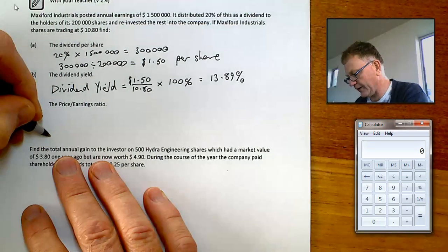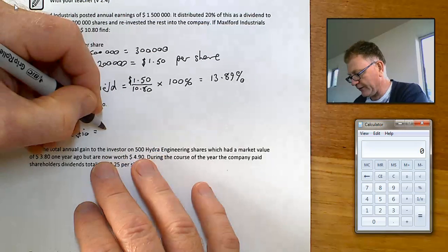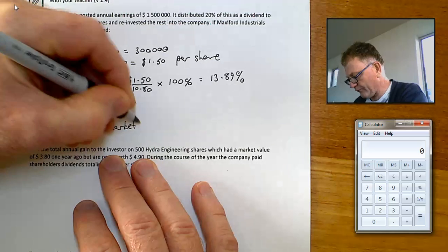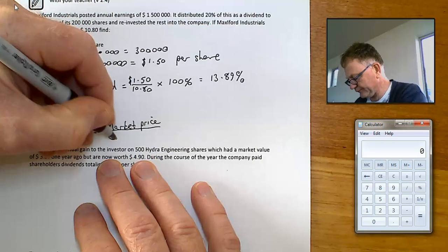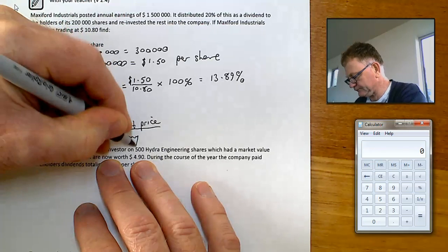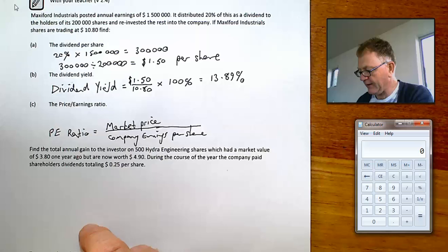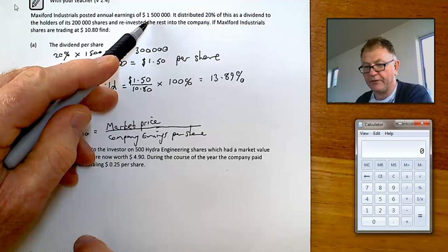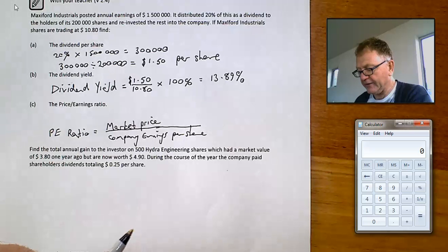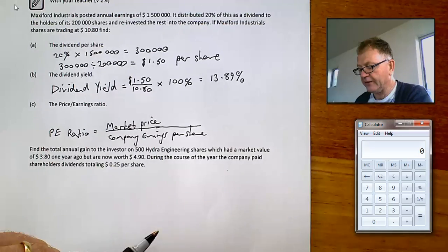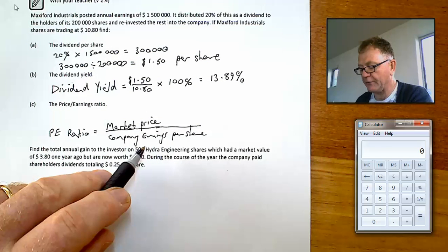Now the price earnings ratio. Remember that the price earnings ratio we can find by dividing the market price of the share by the annual company earnings per share. Now if you look at that, this is the annual company earnings, $1.5 million. But we have to work out that per share. It's not the same thing as the dividend per share because they didn't give all of these earnings to the shareholders. But for the price earnings ratio, we need the total company earnings per share.